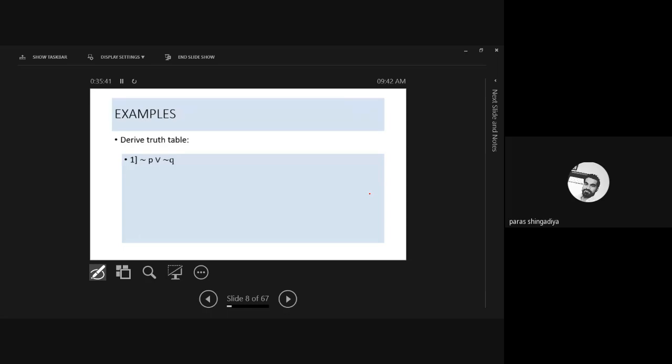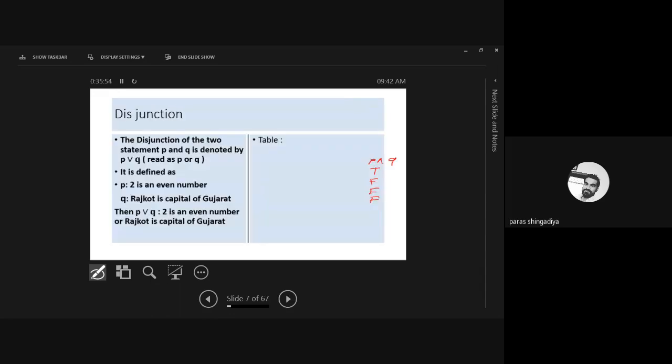Okay. Now some examples, where we apply all three operators and create some compound statement. This is called a compound statement. The P or Q that we defined combines two statements. Clear? Two statements at a time. That type of statement is called a compound statement.